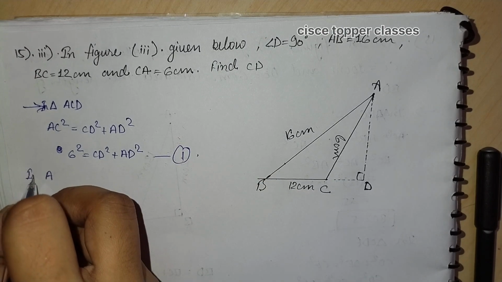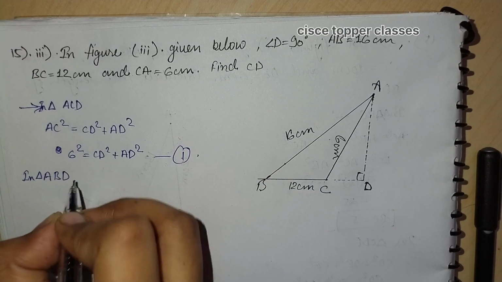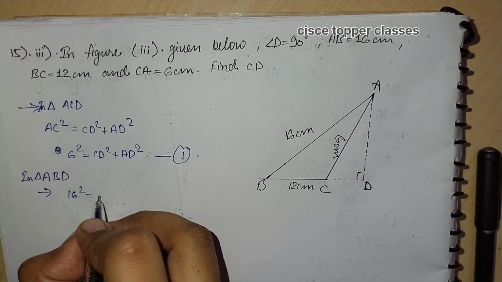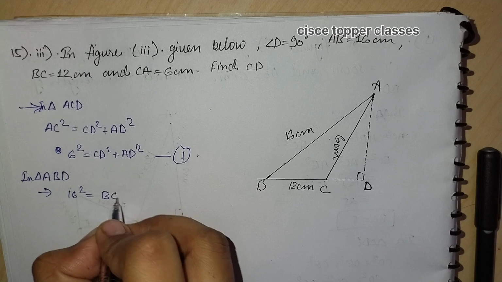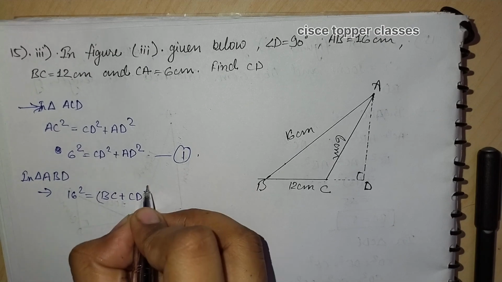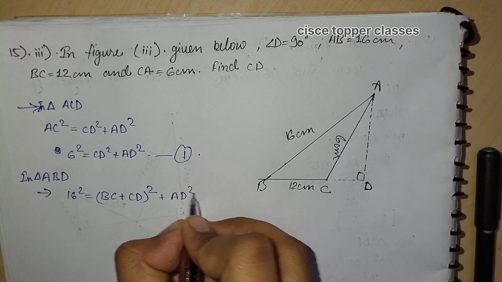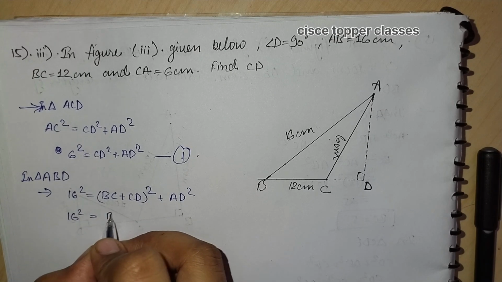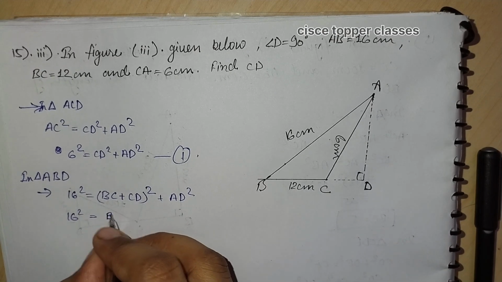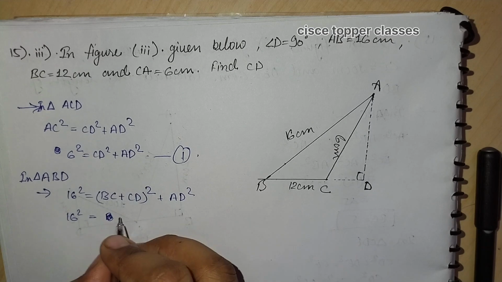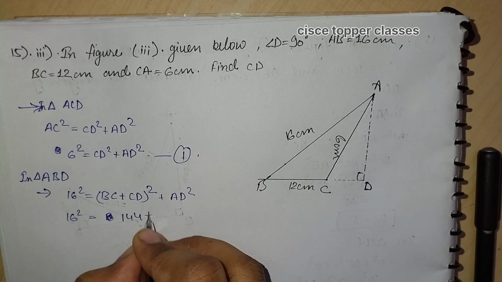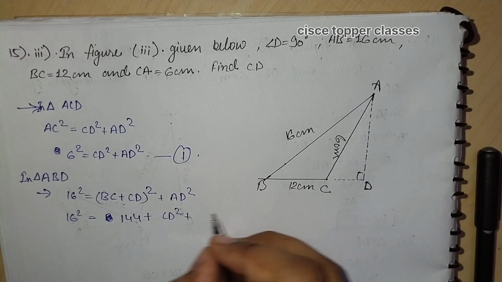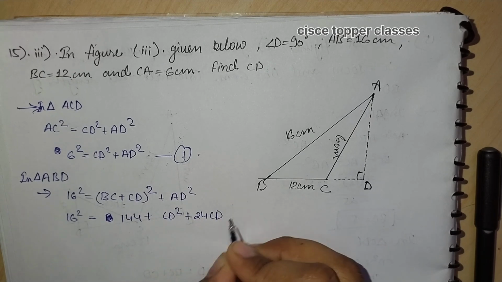Now in triangle ABD, we can write 16 whole square equal to BC plus CD whole square, and this will be AD whole square. So simply we will open the whole square here. BC is given to us, means we can write firstly the whole square of BC. So it will be 144 plus CD whole square plus 2 into 12 will be 24 CD plus AD square.